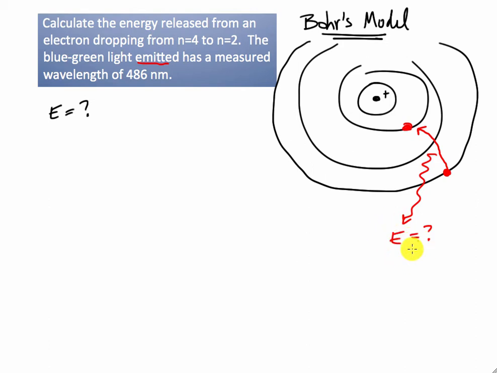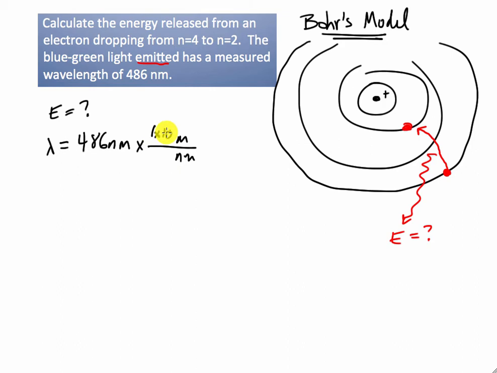Well, we can't measure the energy directly. What we do is we measure the wavelength. So if we know what the wavelength is, we can then figure out what that energy is. Well, my wavelength is equal to 486 nanometers. Hopefully you know right away to get rid of nanometers, convert that to meters.